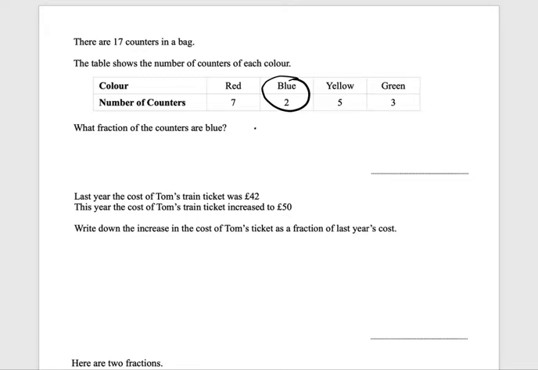Now to work out the fraction of the blue counters, we need to total the number of counters up. So 7 add 2 is 9, 9 add 5 is 14, 14 add 3 is 17. So we would have a total of 17 counters, and the number of those counters which are blue is 2. So we're going to have 2/17 as our fraction.